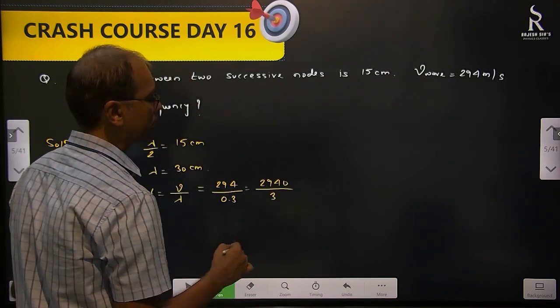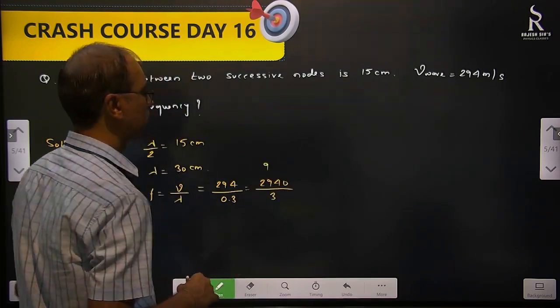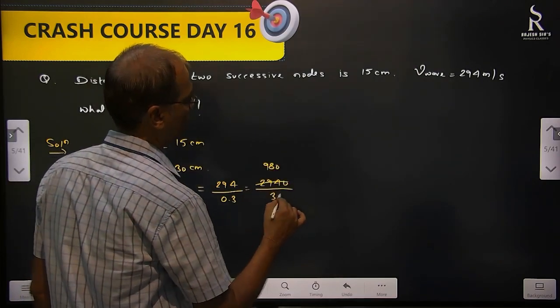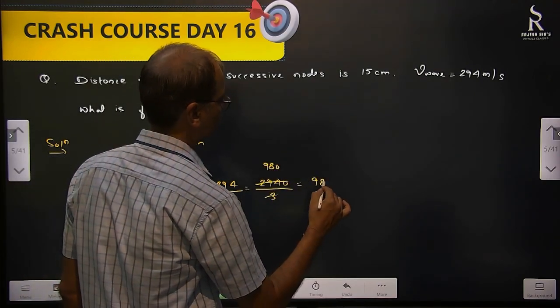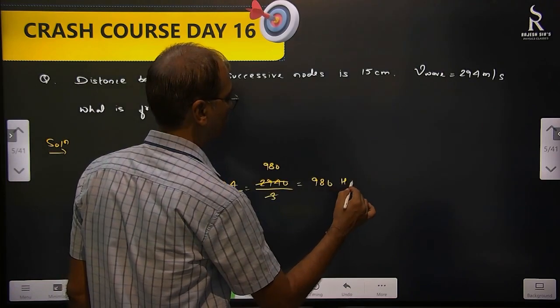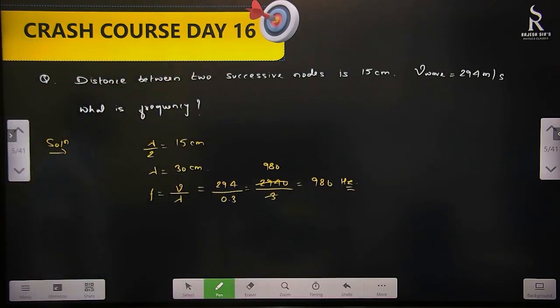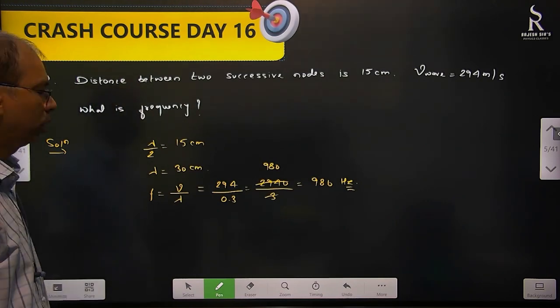Okay, so what will come? This is 9, this is 8 and 0. So that will be 980 hertz. Okay, so frequency will be 980 hertz. Simple questions. Okay.